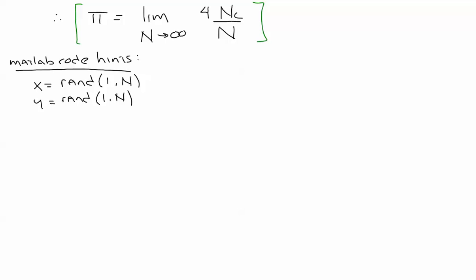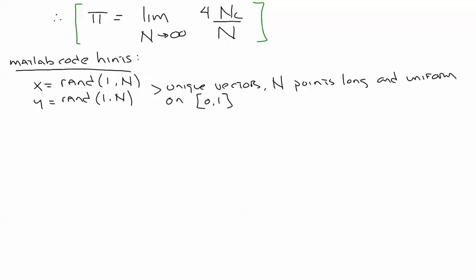All right. So these are going to be unique vectors, n points long, and uniform on the range 0 to 1. All right?